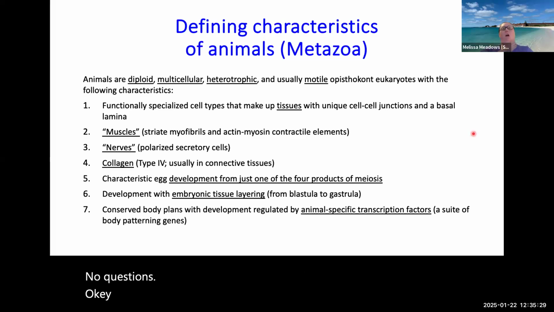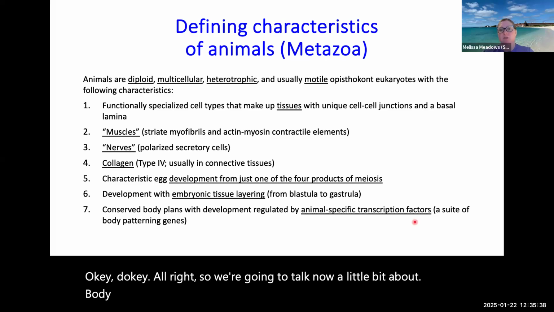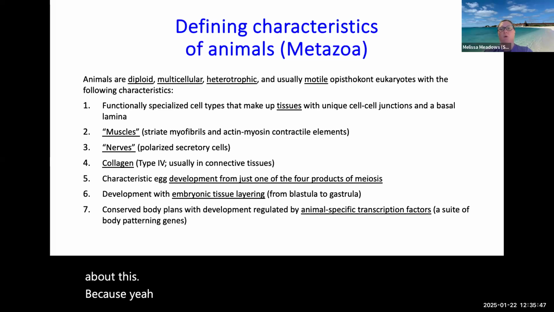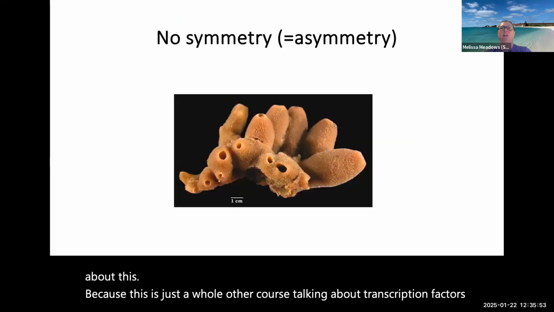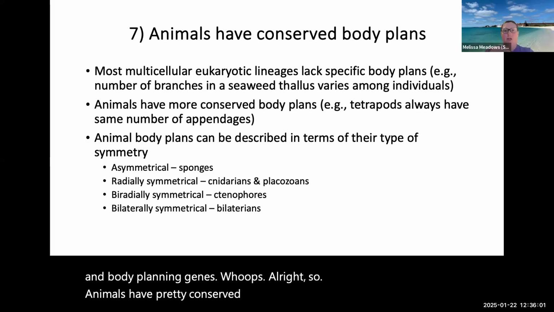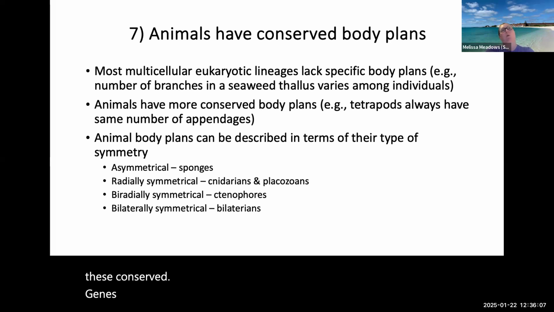Okie doke. All right, so we're going to talk now a little bit about body plan development. Like I said, we're not going to talk a whole ton about this, because this is a whole other course about transcription factors and body planning genes. So animals have pretty conserved body plans, and it all comes from these conserved genes that determine how our bodies are going to be shaped.